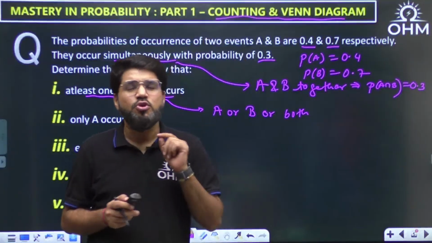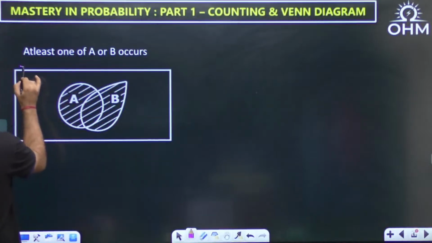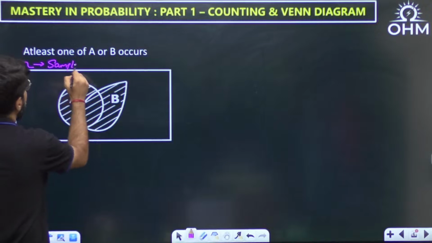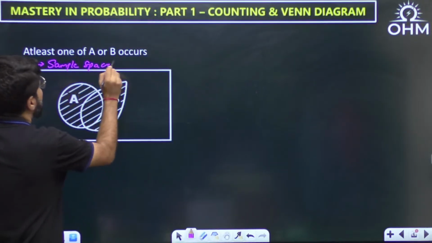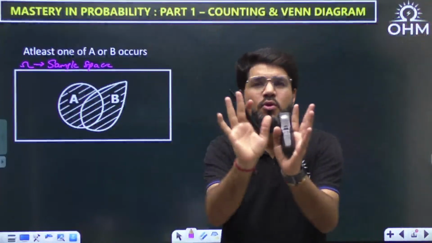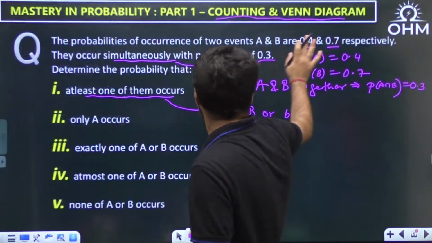So if I have to show it in a Venn diagram, first of all, this rectangular box will represent omega for me. Here, omega is the sample space, the list of all possible outcomes. Out of everything, there are only two events given to me, that is A and B. Their probabilities, 0.4 and 0.7, are given to me.